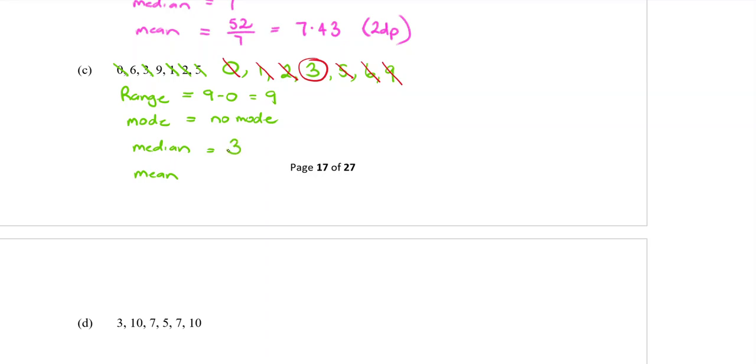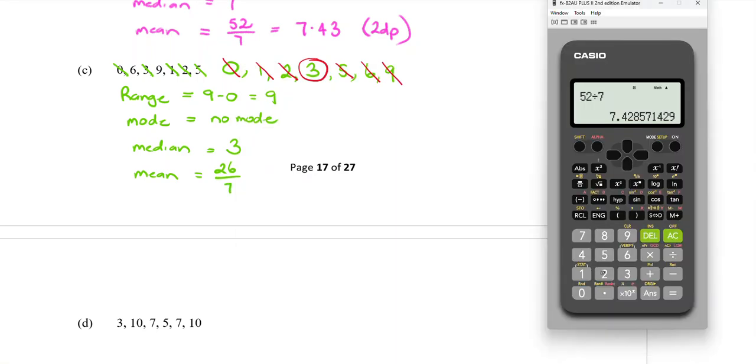And the mean, add them all up. What do you get when you add them? 26, divided by, how many scores are there? 7. And type in 26 over 7 and make it into a decimal. And we want 2 decimal places.